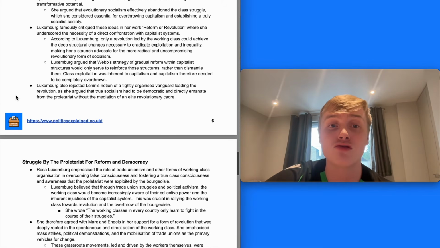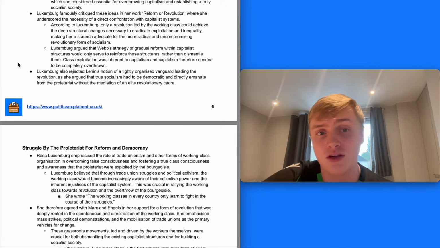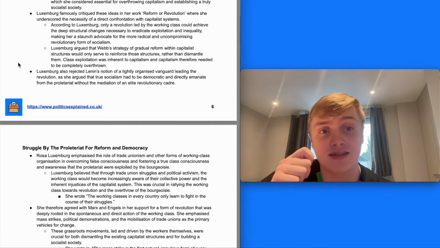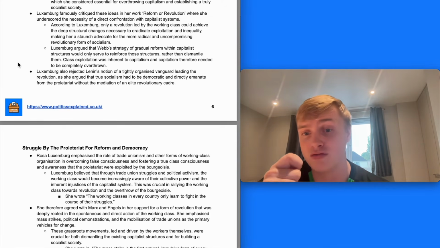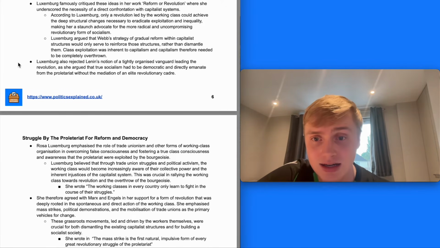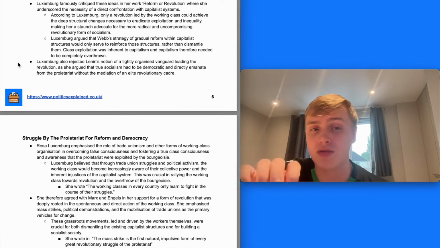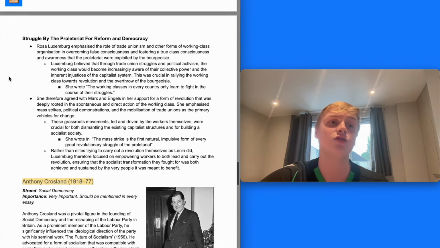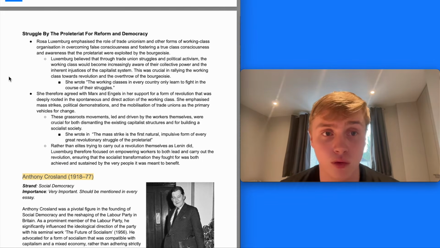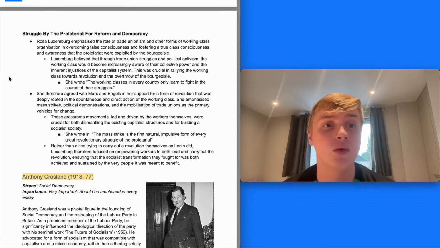She argued that Webb's strategy of gradual reform within capitalist structures would only reinforce these structures rather than dismantle them, as class exploitation is inherent to capitalism, and capitalism therefore needs to be completely overthrown in one go. She also rejected Lenin's idea of a tightly organised vanguard leading a revolution. She argued that true socialism had to be democratic, and the true revolution had to directly emanate from the proletariat rather than from the elites. And this links into her key belief in struggle by the proletariat for reform and democracy. She really emphasised the role of trade unionism and other forms of working class organisation in overcoming false consciousness and fostering a true class consciousness that would lead to a revolution.